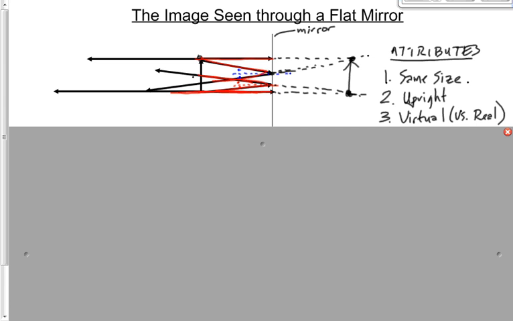Rather, the extensions of them, the dotted lines, intersect. That's where the image is formed, as a result of dotted lines intersecting. That's a virtual image. When dotted lines intersect, it's virtual. When solid lines intersect, it's real. Make a little note there. Dotted lines can't be projected onto a screen. A real image, solid lines, can be projected onto a screen. Don't need to project it onto a screen, but it can be.